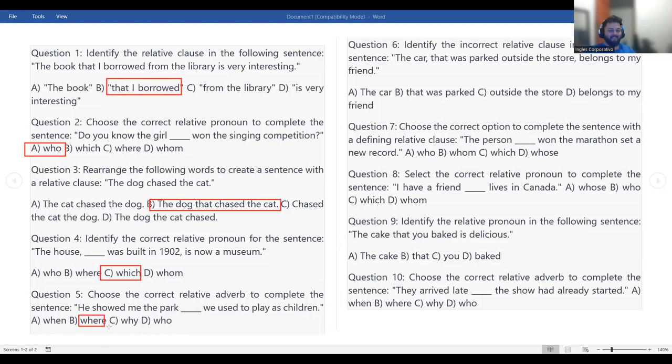Now, why is this not a relative pronoun? And this is very interesting.